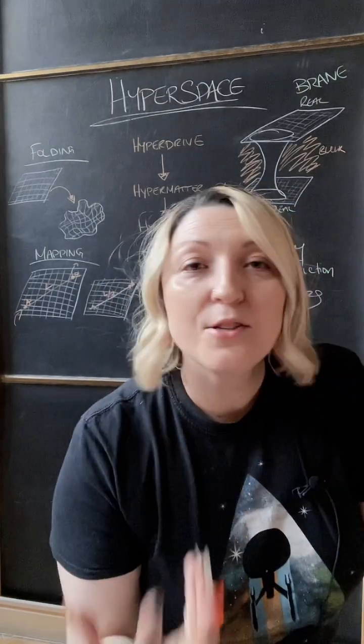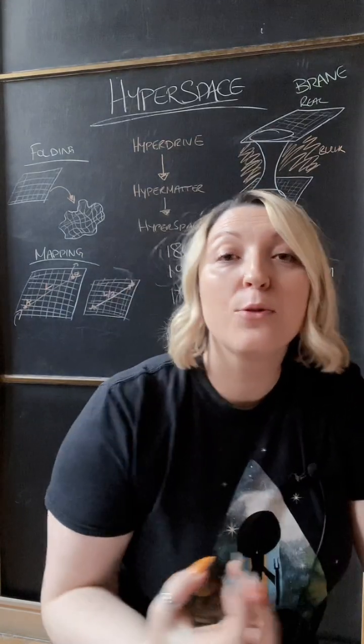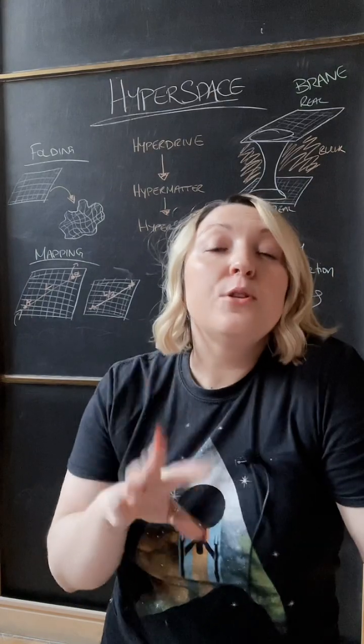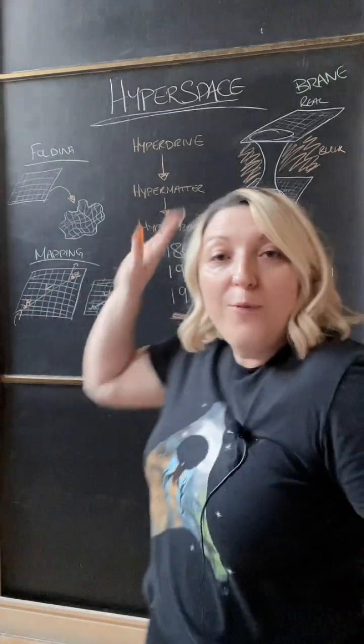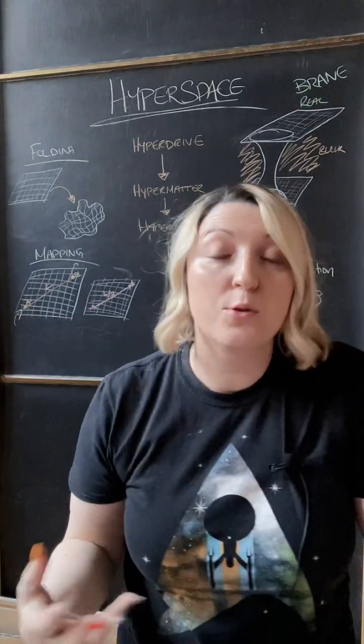Hyperspace is a higher dimensional space where 2 points can be brought closer together because of the way 3D space is distorted on this higher plane. Now, there are 2 types of distortions: folding and mapping. Folding hyperspace brings distant points closer together.